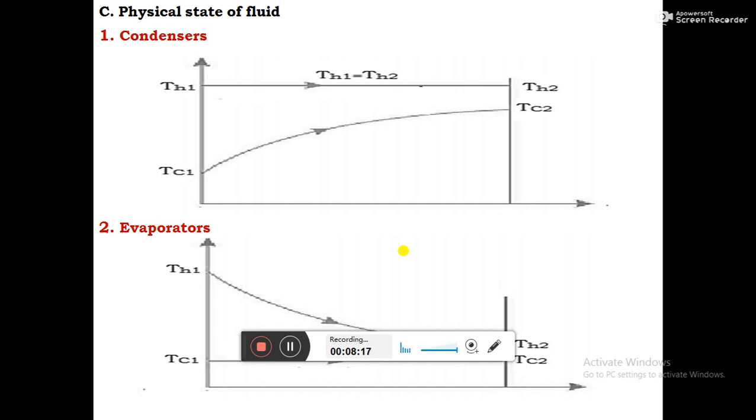An evaporator is a device that works in the opposite direction. In this case, the temperature of the cold fluid remains constant, whereas the temperature of the hot fluid is decreasing at a constant rate because it is releasing heat to the cold fluid, which is getting evaporated.